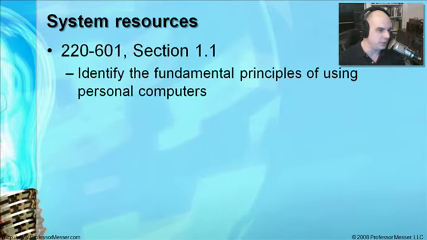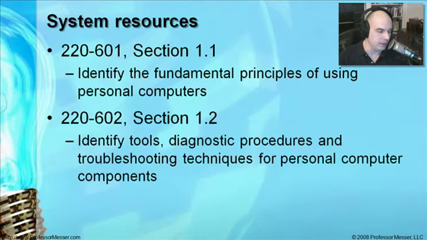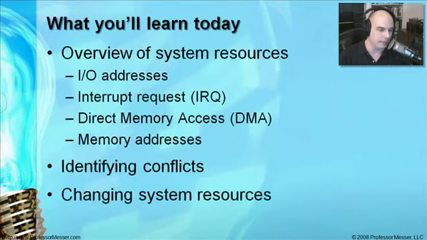In fact, in test 220-601 section 1.1, we need to identify the fundamental principles of using personal computers. And there's really nothing more fundamental than the IO, the IRQ, and the DMA settings inside of your computer. There's 220-602 in section 1.2. We also need to identify tools, diagnostics, procedures. If you're ever running into problems with IRQs, with memory addressing, those are really difficult problems to work through. But there's things that you can do in your operating systems and troubleshooting techniques that you can use to start determining where those problems are happening.